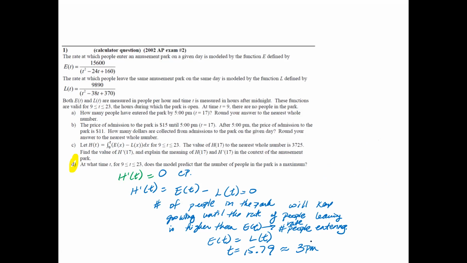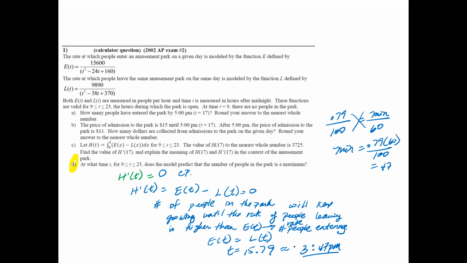So it's just going to be approximately, you could say approximately, about 3:45 p.m. Actually, it's about 3:47 is what it should be. 3:47. 0.79 over 100 equals minutes over 60 minutes. Cross multiply this. So your minutes is going to be 0.79 times 60 divided by 100, which is 47. So at approximately 3:47 p.m. is the maximum people in the park.